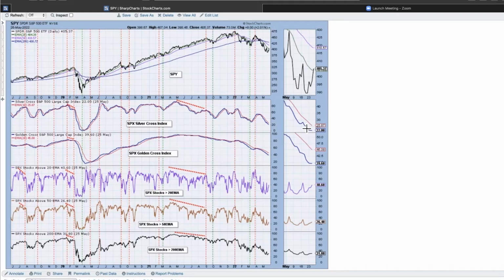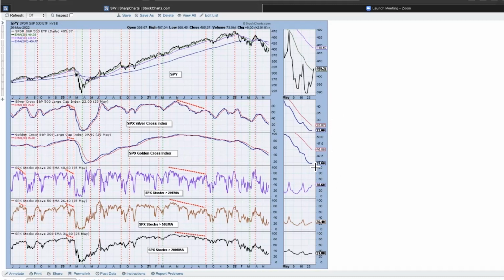So we have a Silver Cross Index of 22%, and that is lower than both the amount of stocks above their 20 and 50-day EMAs. So that tells you that we have a bit more of an intermediate term bullish bias. However, when you only have 22% of stocks with a 20 above their 50, that's more of a bearish signal, more of a bearish bias, just simply because of the reading.